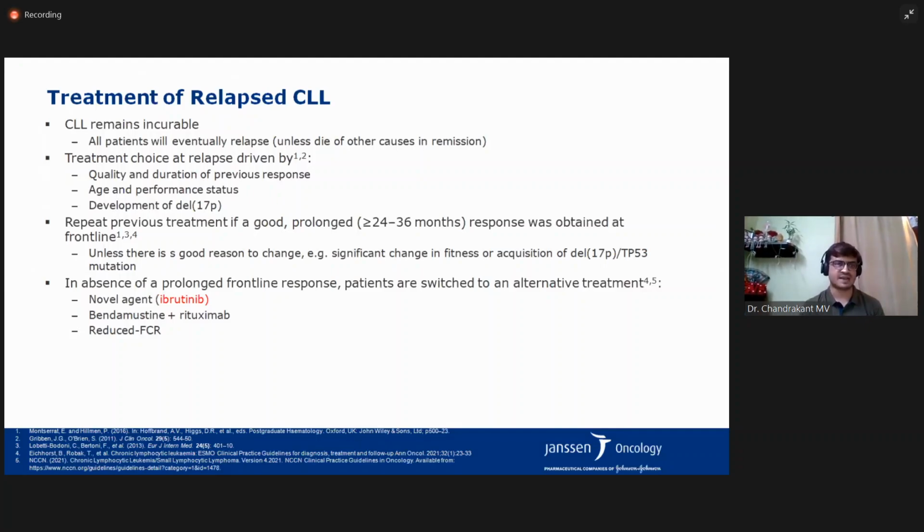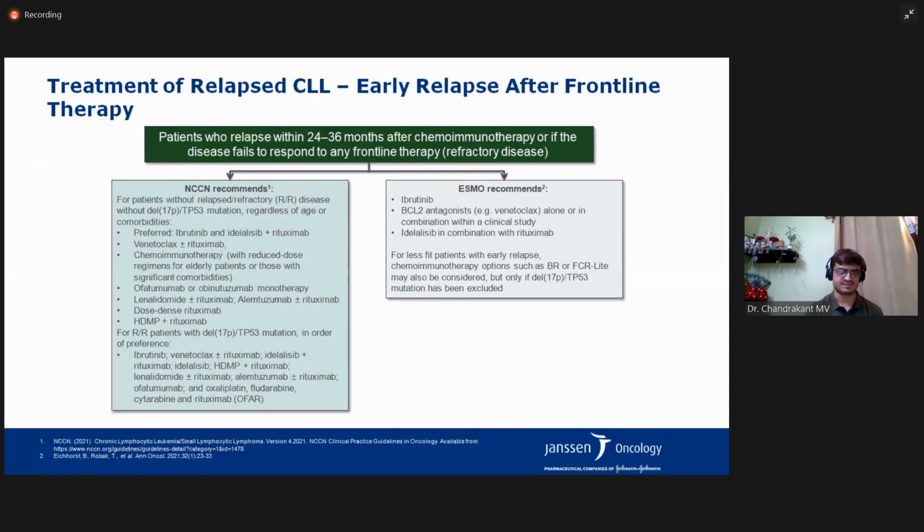So relapsed CLL is incurable. We give some frontline therapy, the patient has a good response for some time, and again the disease is going to come back. So the progression-free interval helps me decide what subsequent therapy I have to give. If the progression-free interval is around 3 years, then I would not hesitate to re-challenge with the same drug. But if it is shorter, then I would change to novel agents, which I'll be discussing further.